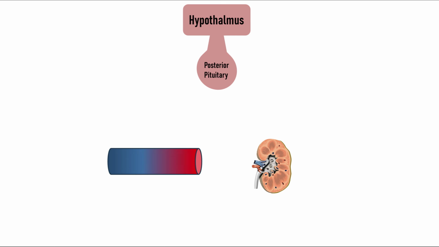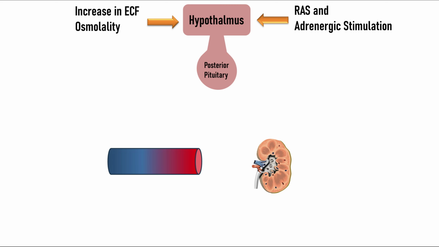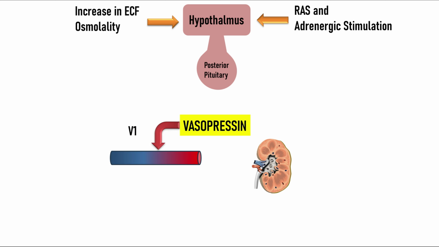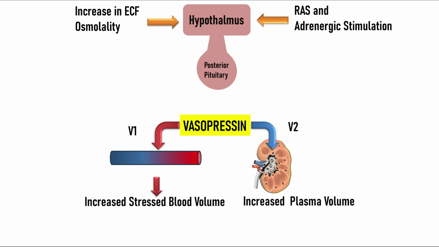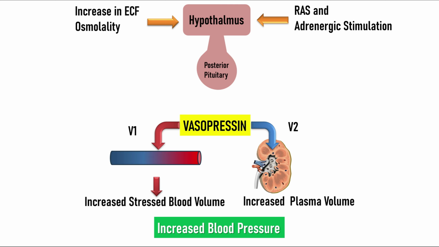Vasopressin is produced in the hypothalamus, but it passes down into the posterior pituitary before it enters the bloodstream. And it's usually activated by an increase in extracellular fluid osmolality or activation of the renin-angiotensin-aldosterone axis or the adrenergic system. The production of vasopressin has two effects. It works on V1 receptors to cause vasoconstriction in arterioles and venules. That increases the stress blood volume, but also because it's antidiuretic hormone, it increases plasma volume. As a consequence of both of these, there is increase in blood pressure.